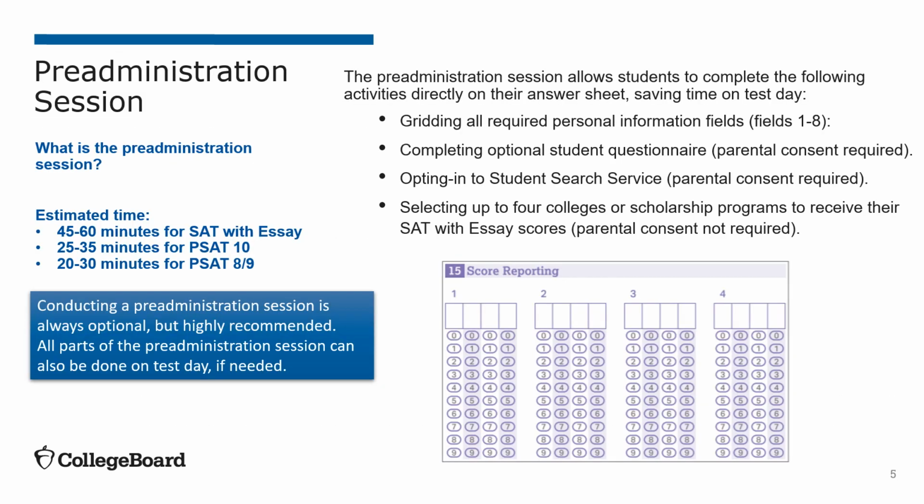The pre-administration session allows students to complete the following activities directly on their answer sheet, saving time on test day. Gridding all required personal information in fields 1 through 8. Completing the optional student questionnaire, which requires parental consent, opting into Student Search Service, which also requires parental consent, and selecting up to 4 colleges or scholarship programs to receive their score reports, which does not require parental consent.